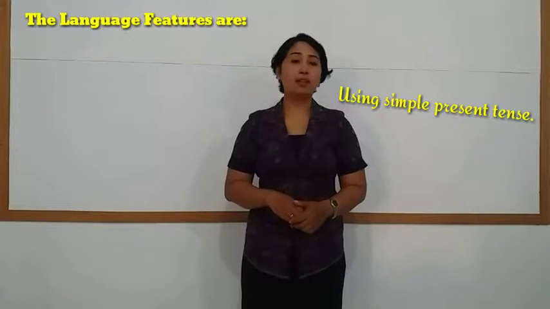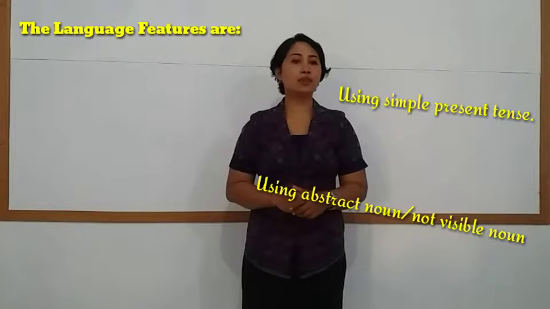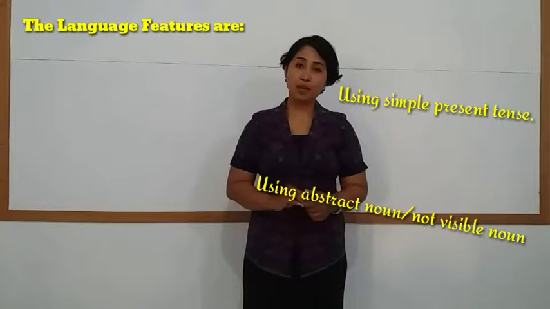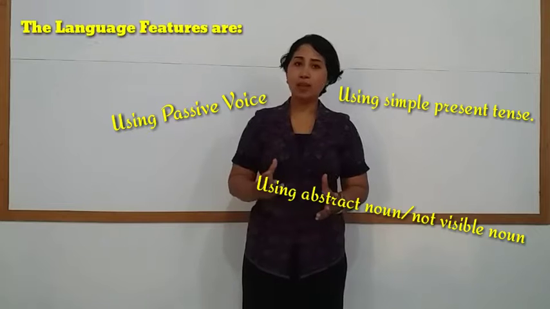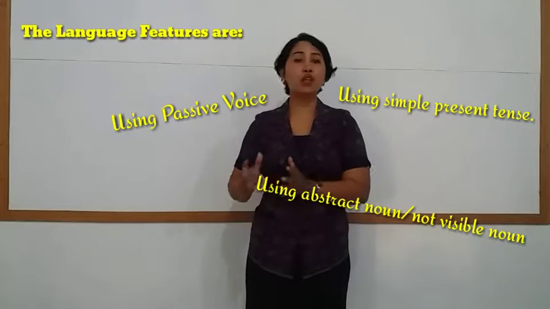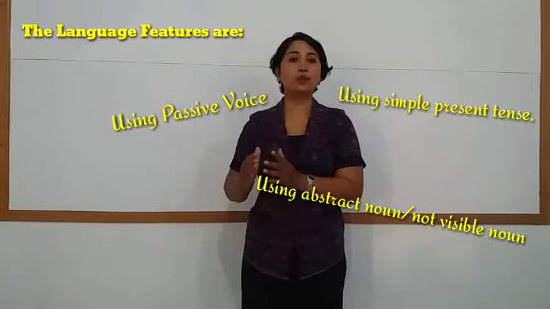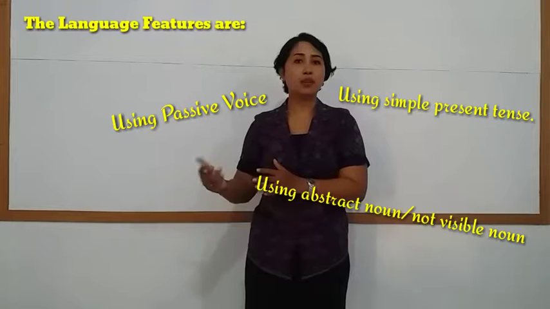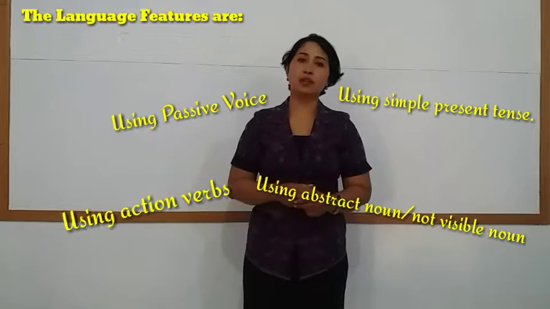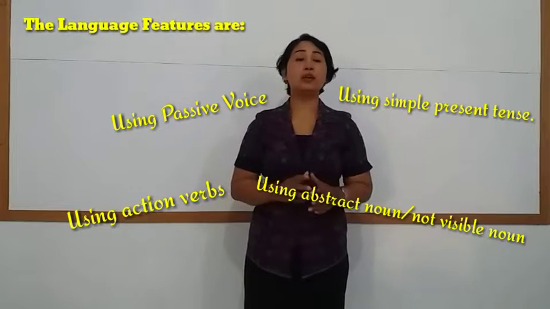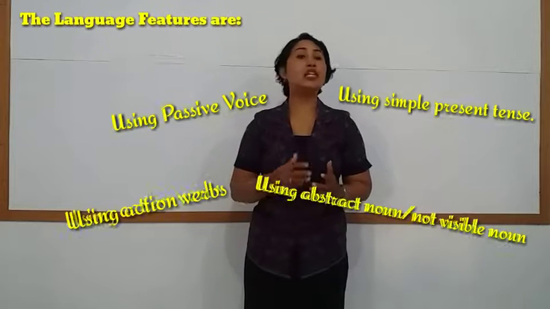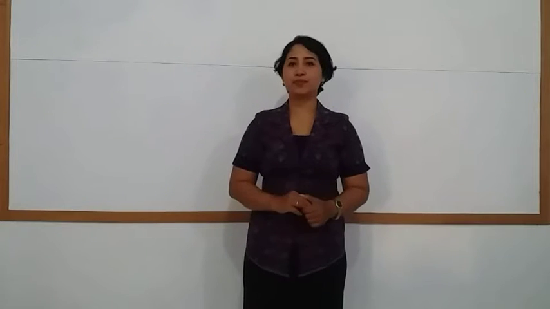In class, the language features of this text are, first, using simple present tense because this text tells about the fact. Second, using abstract noun or not visible noun. Third, using passive voice. Why? Because the purpose is for demonstrating the focus on the process of the phenomena rather than its subject. Next, using action verb. This verb is to explain the action that is included in the process.